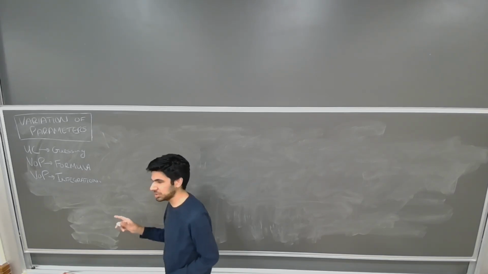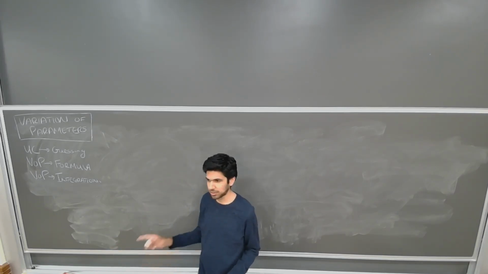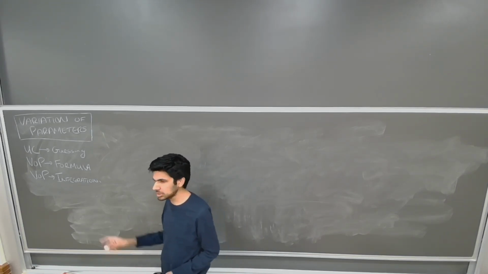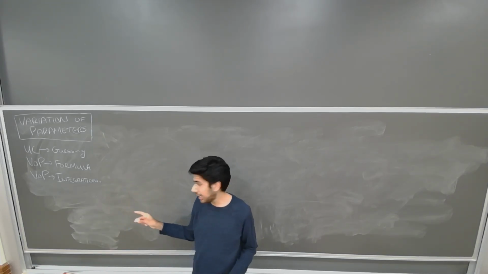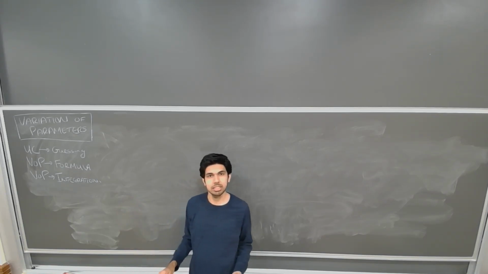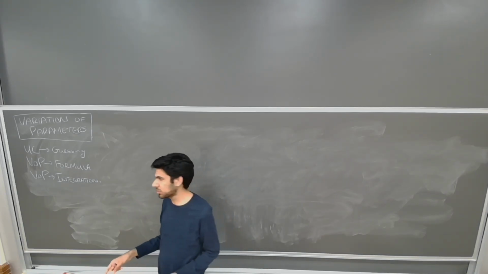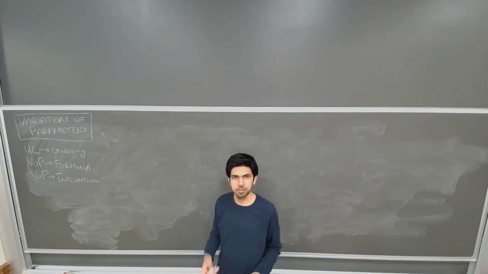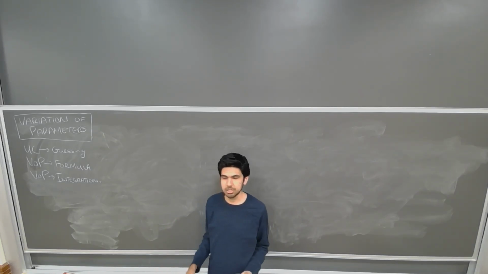Variation of parameters will be used to solve our second order differential equations, non-homogeneous this time. And we've looked at undetermined coefficients, which did that. But this is going to be slightly different. You might prefer this method over the other one, but we'll get into it. So the main difference between the two is how we approach finding the particular solution of our differential equation.